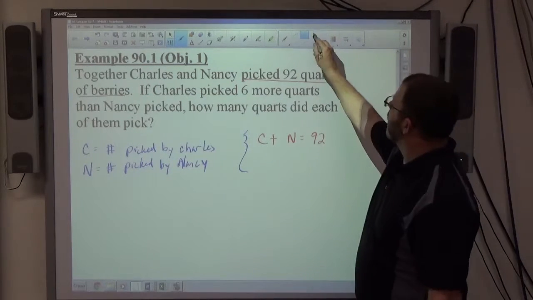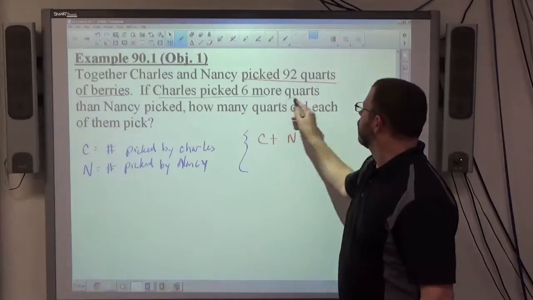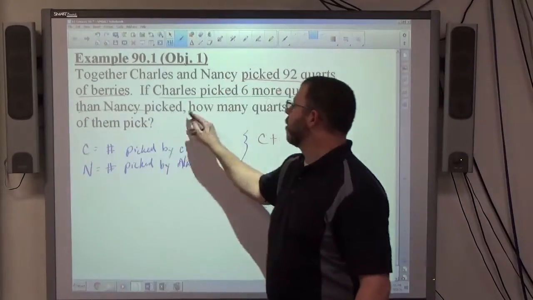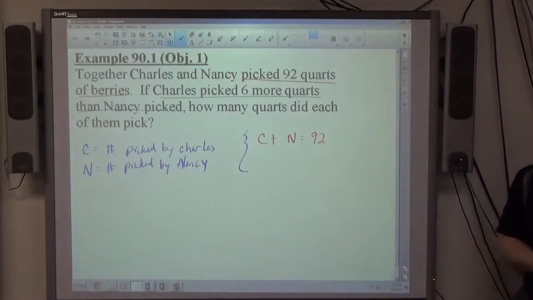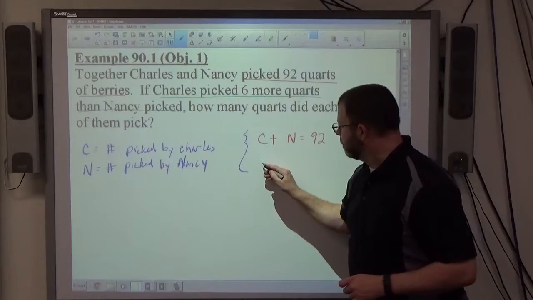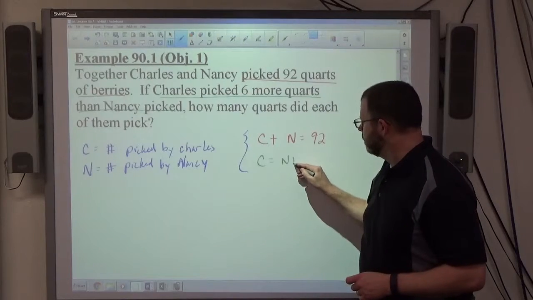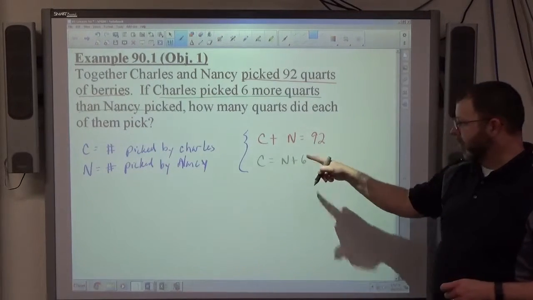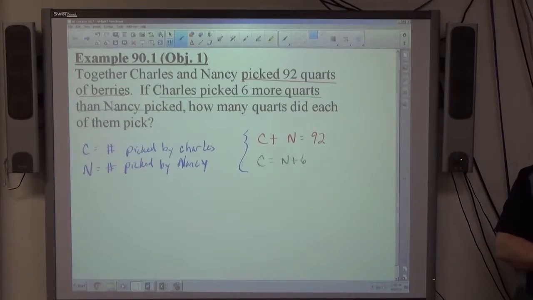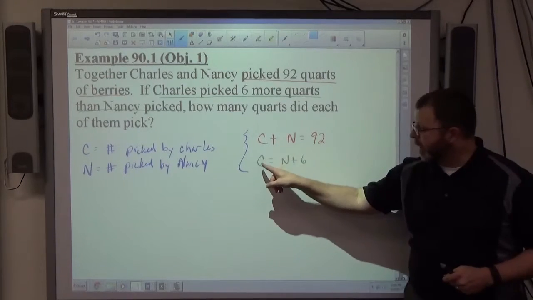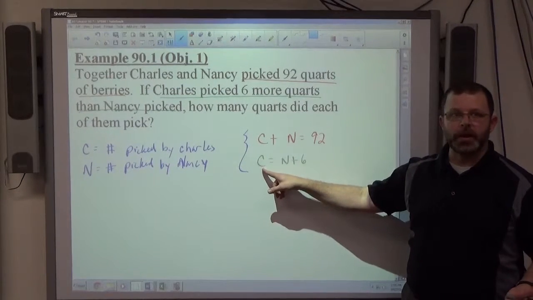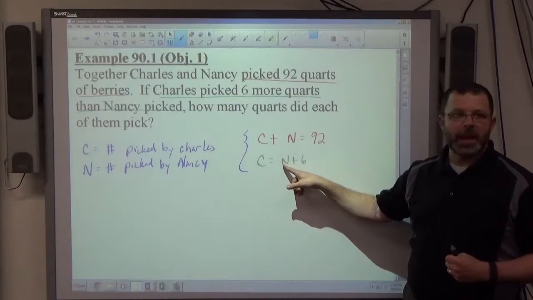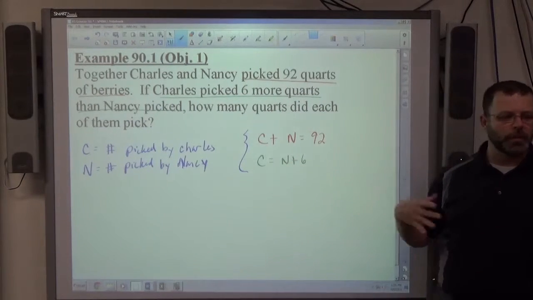The other fact they say is that Charles picked 6 more quarts than Nancy picked. So, if Charles picked more than she did, what's bigger, C or N? C. C's bigger, right? So N plus 6 equals C. N plus 6 equals C, or C equals N plus 6, whichever order you want to put it in. The bigger number, which we know C has to be bigger, is the smaller, plus how much they differ by, which is 6.